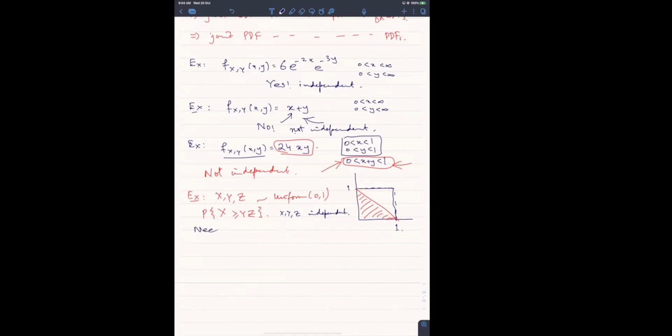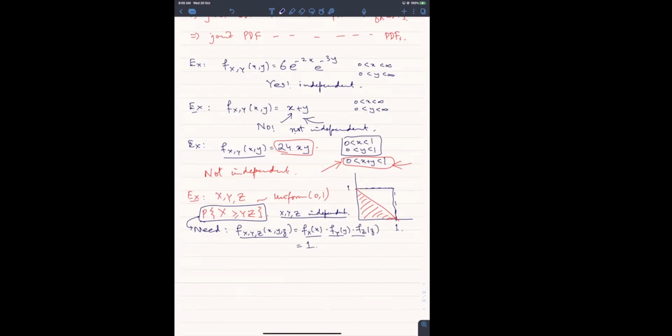So in order to answer this question, I need f of x, y, z. How will we get this? Since x, y, z are independent, I can write it as f of x times f of y times f of z. The reason I can write it as a product is because they are independent. If independent, the joint PDF can be written as a product of PDFs. And this is 1, this is 1, this is 1. So this is just 1, and nothing else.